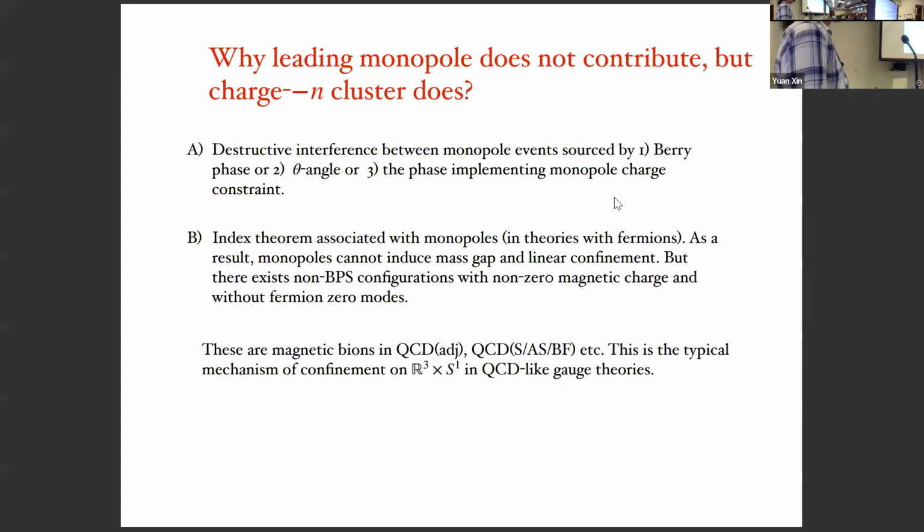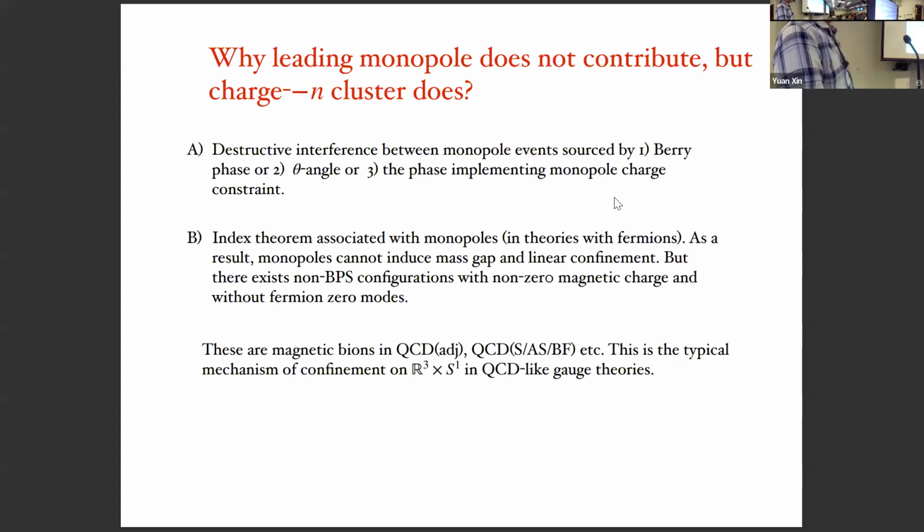The first one and the third one are, you can show that monopoles have some, you have two identical monopoles, let's say here and there, but they have, for example, one of them has Berry phase trivial, the other has Berry phase pi. So they can destructively interfere with each other and kill each other's effects. This thing happens either via Berry phase, topological theta angle, or in the case of U1 lattice gauge theory, the phase implementing monopole charge constraint. These are the same thing, essentially.